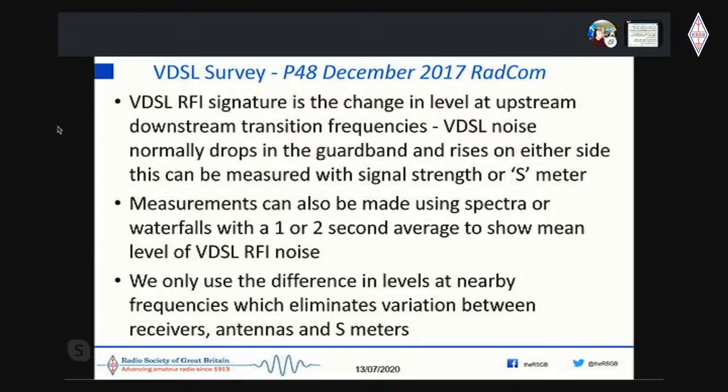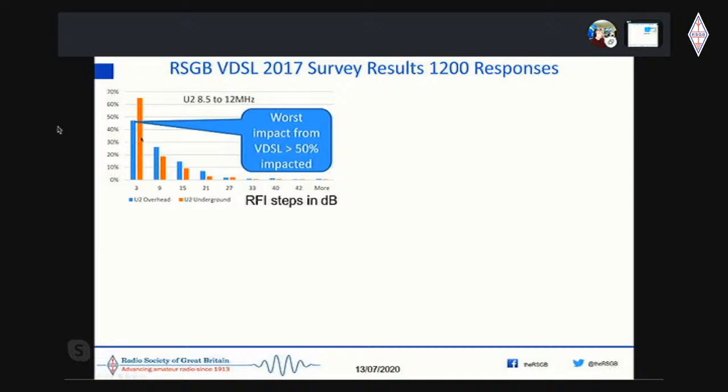What we found from this work was that 1,200 people responded. Here we've got the step sizes in dB, up to 40 dB and more. And we plotted separately for overhead feed and underground feed. And we said if the level was 3 dB or less, then we would say it wasn't really causing a problem. So if 47% of respondees didn't have a problem, that means 53% did have a problem.